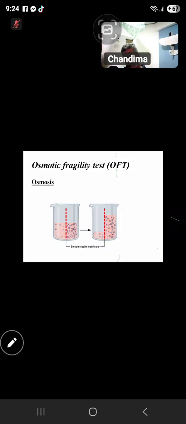It means the fragility of the spherocyte is going to be increased compared to the normal cell. Because it has a large amount of hemoglobin, it cannot absorb a higher number of water molecules. Because of that, the fragility is going to be increased.